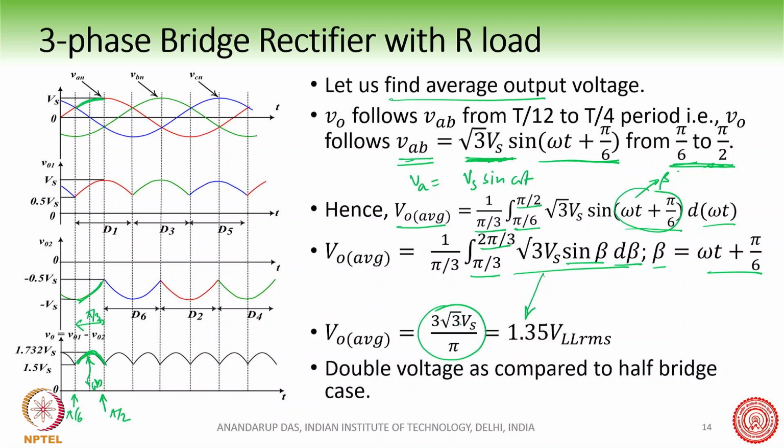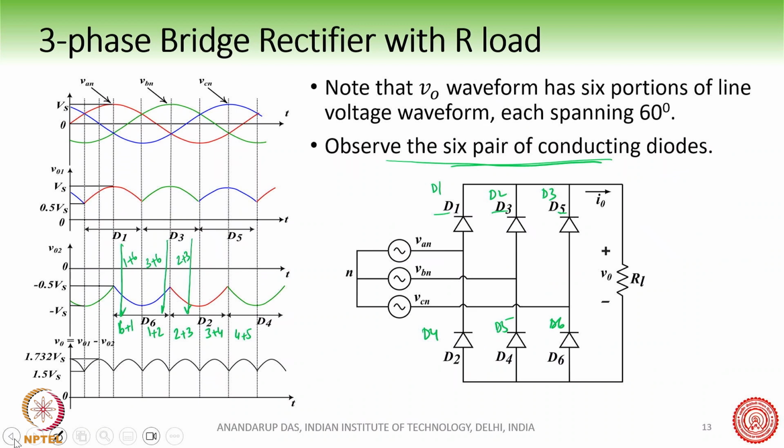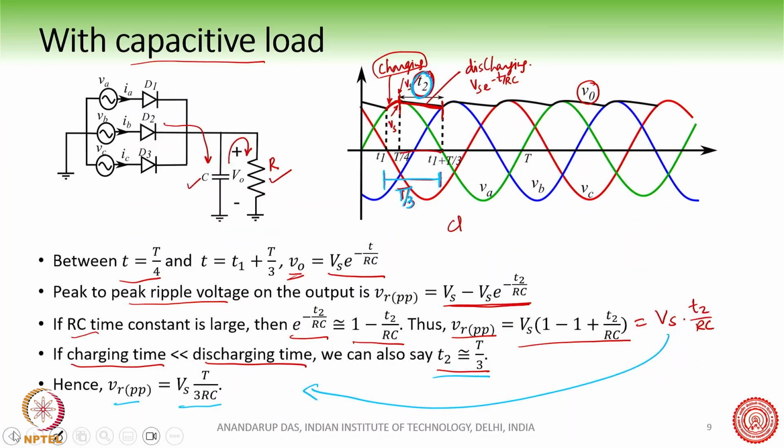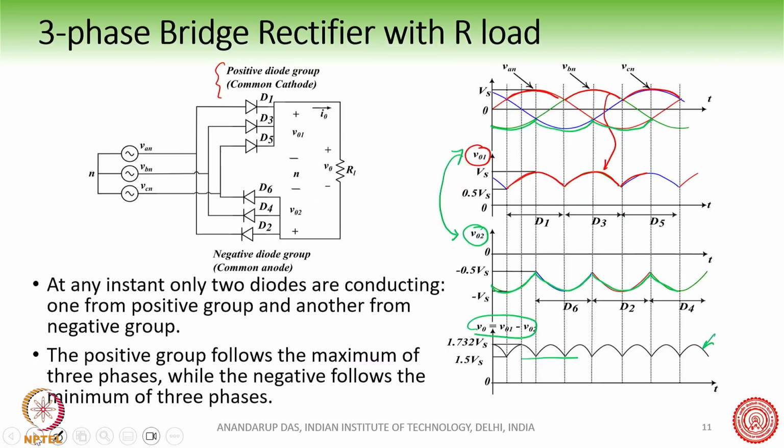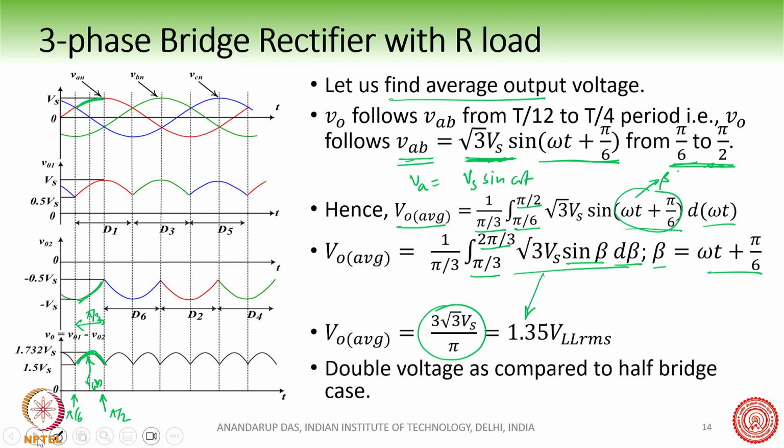The earlier value was 3 root 3 Vs by 2 pi in the half bridge, half rectifier case. Now we basically have double the voltage here. So V0 average is 3 root 3 Vs by pi, double the voltage as compared to the half bridge case, and that is the reason that for high power applications we go with a full bridge rectifier arrangement.